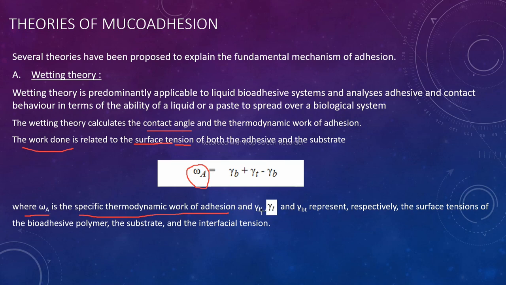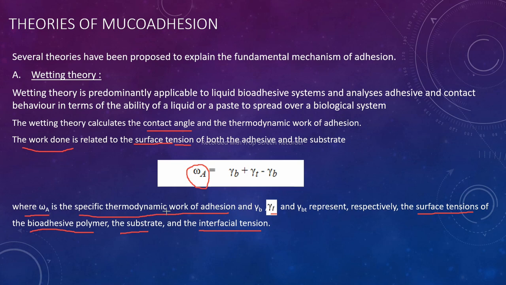Adhesion is how much contact or penetration of your drug material in the mucosal layer has happened. That is calculated by the work done. This work of adhesion is given as WA equals sigma B, which represents the surface tension of the bioadhesive polymer, whatever polymer is used, plus the surface tension sigma T of the substrate where it is going to attach, that means your mucosal layer, minus the interfacial tension sigma BT. So this small equation is not so critical.